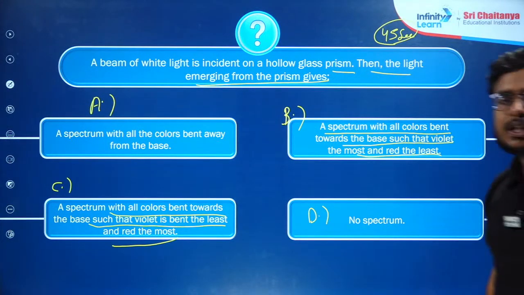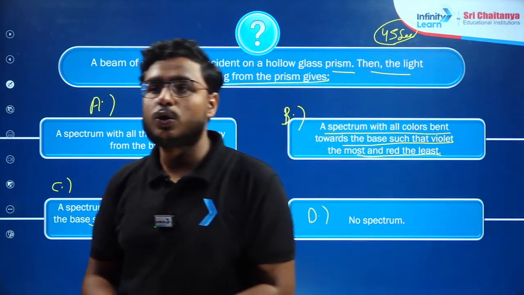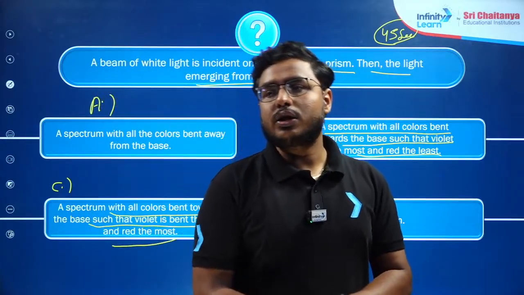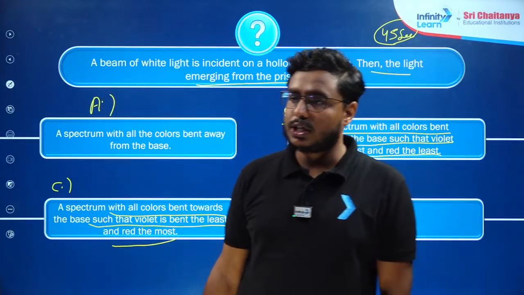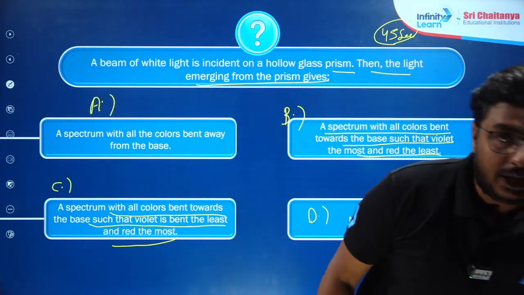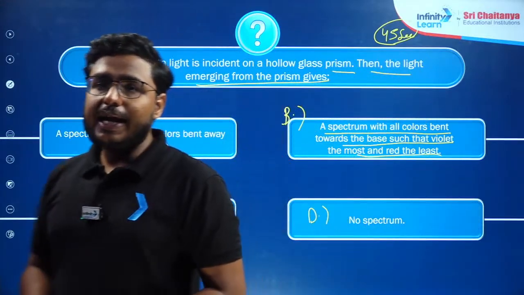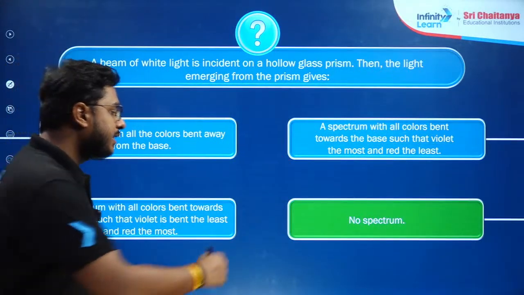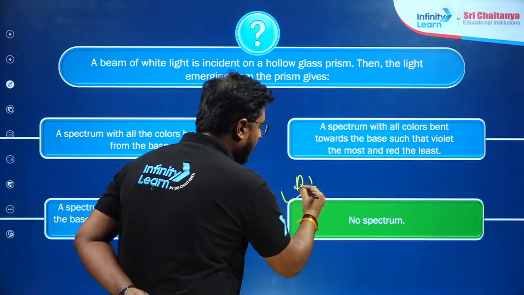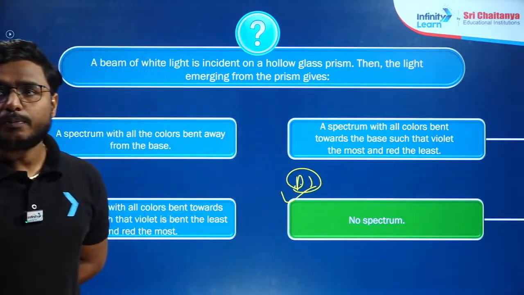Okay, so time is up. Let's see what is the right answer for that question. If I'm talking about the right answer, a few answers I got here from Abhijit. I got one answer only, that is B part. But the right answer for this question is D part, no spectrum. Why is it D part, no spectrum?